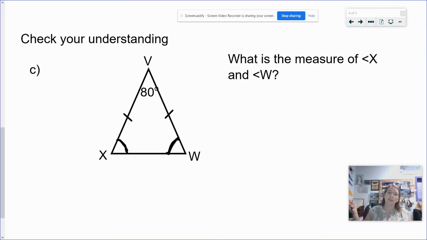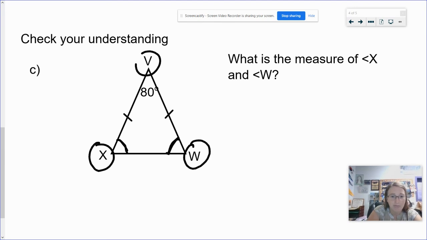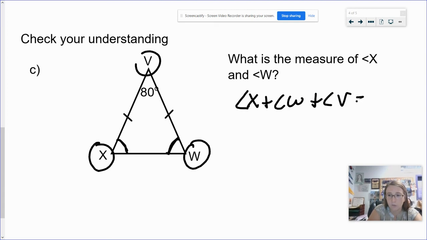Okay, so here's how we can look at this. If all three of these add up to be 180, that means I've got angle X plus angle W plus angle V equals 180. Angle V we know is 80 degrees.